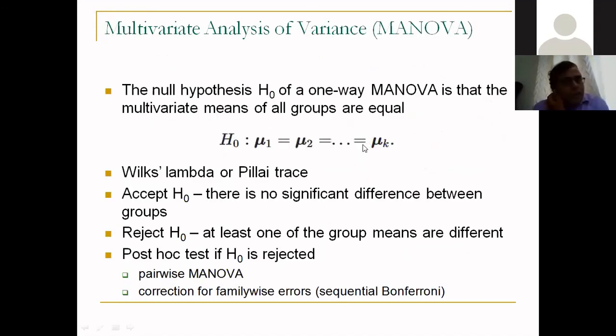Multivariate analysis of variance, MANOVA, has a null hypothesis that all groups have the same mean. You can do this test and find out. So if your data is multivariate normal, you do a MANOVA and find out whether the groups are significantly different from each other or not.